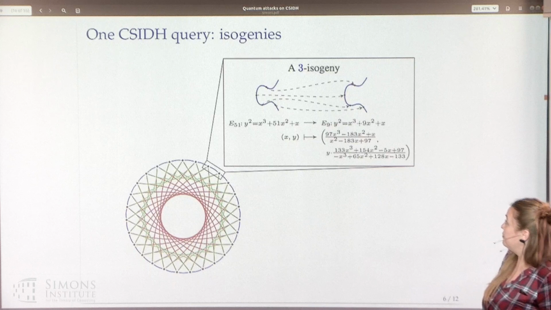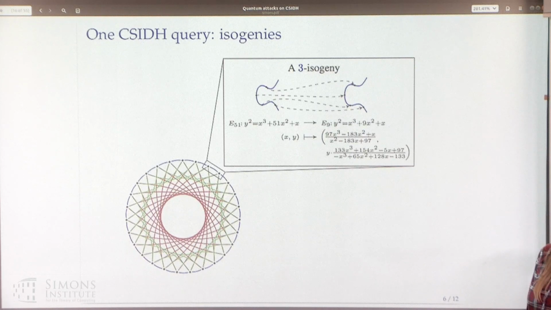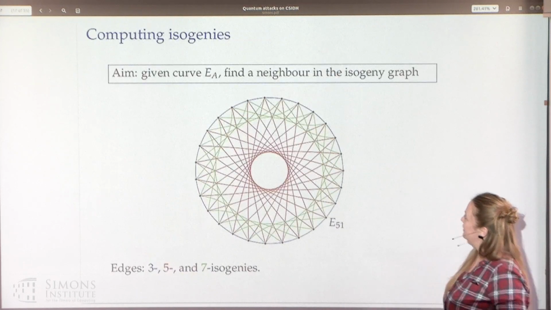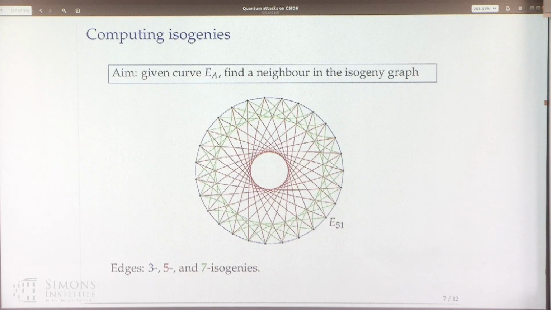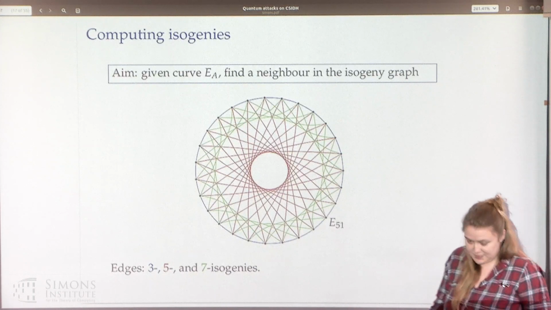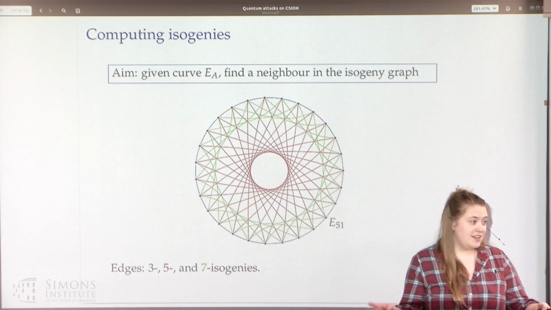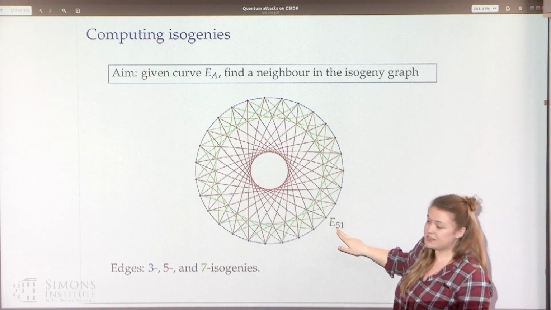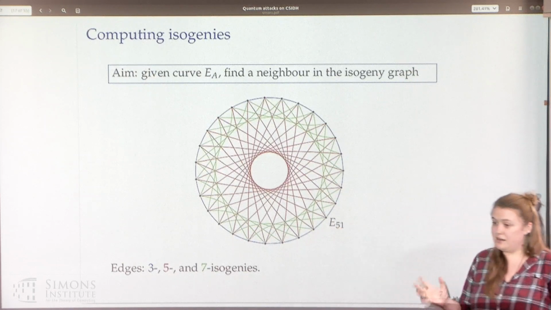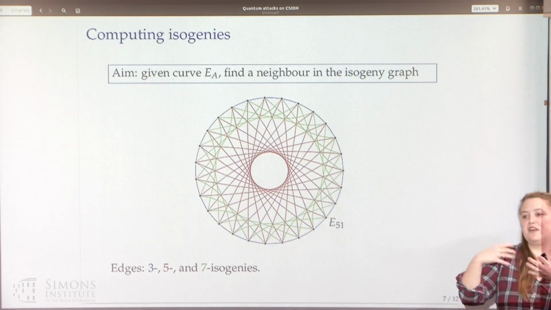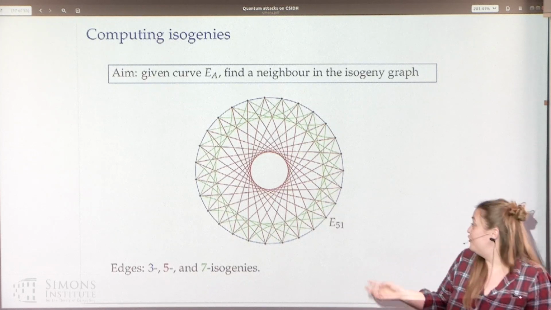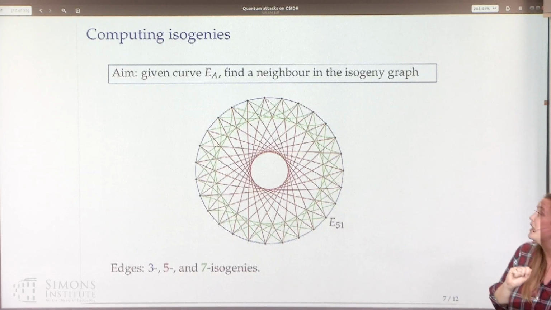OK, so how do we compute these things in a way that we'll be able to implement on a quantum computer? Let's first talk about how to compute these things. Why do we want to compute that? Well, we want to find the secret key. The secret key is a path. The path is a series of edges in the graph. So if we can find the neighbors of a curve, then we can compute an isogeny, which means we can compute a path. You don't necessarily have to find the neighbors using isogenies even. So long as you can find the neighbors, it doesn't matter.